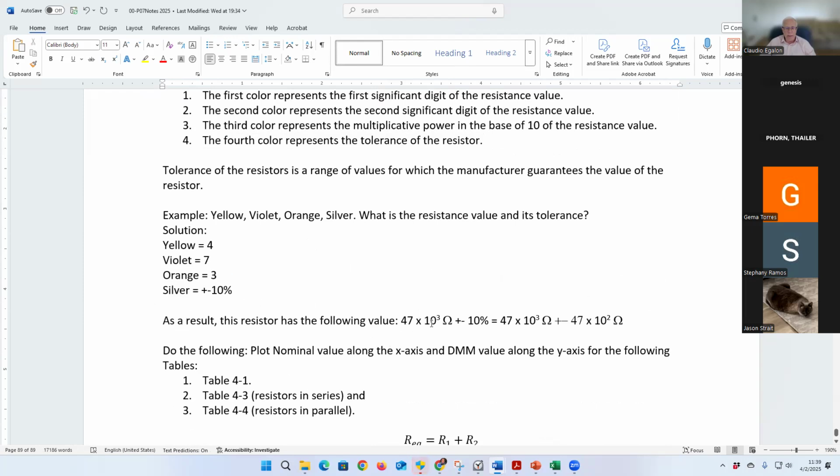47 times 10 to the third power, which is 47,000 ohms, and 10% of 47,000 would be 4,700, okay?